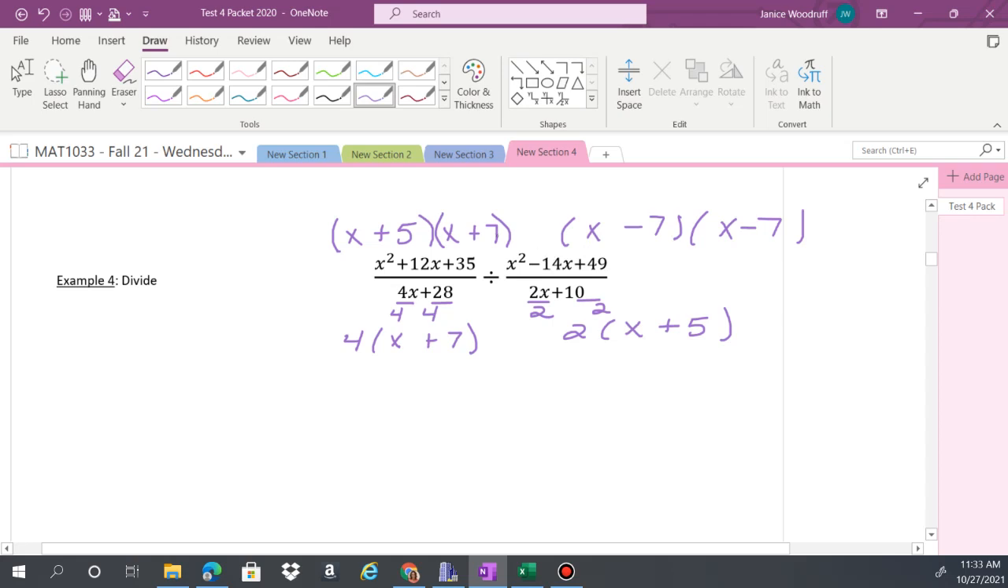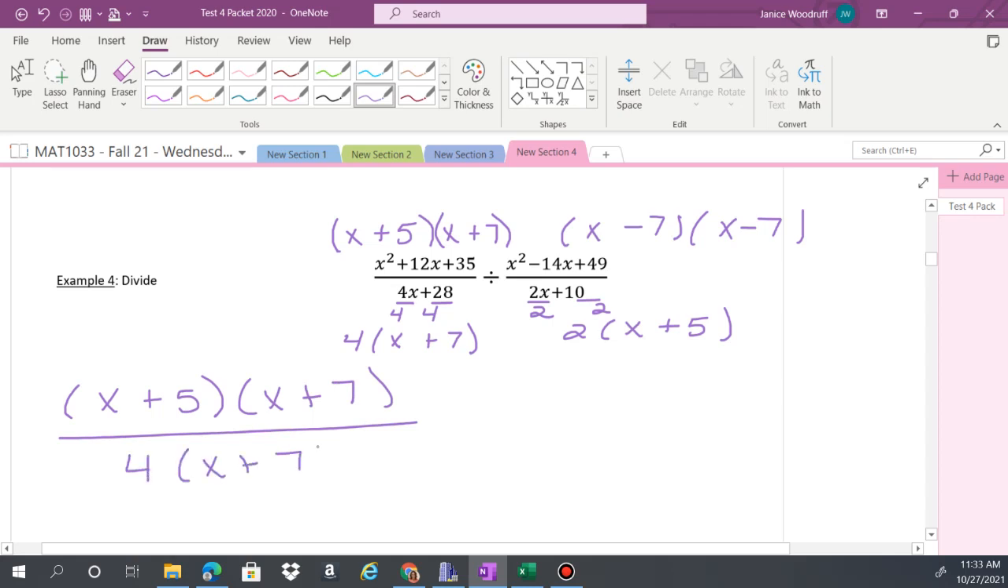Okay, so here's what we're left with. So we have our first term, x plus 5, x plus 7, over 4, and then x plus 7. And then we keep change, so I'm just going to go ahead and do that part here. So I'm going to change that to multiplication. And then I'm going to flip this. So this is a 2x plus 5 on top. And then x minus 7, x minus 7 on the bottom.